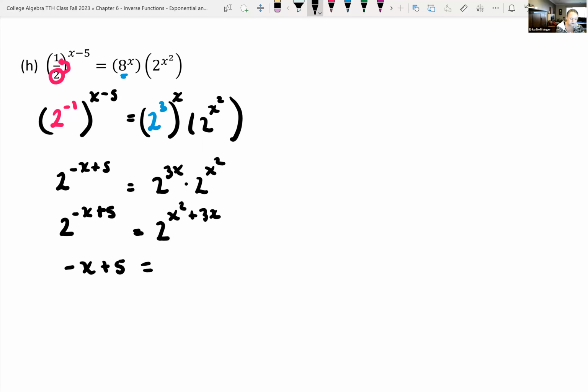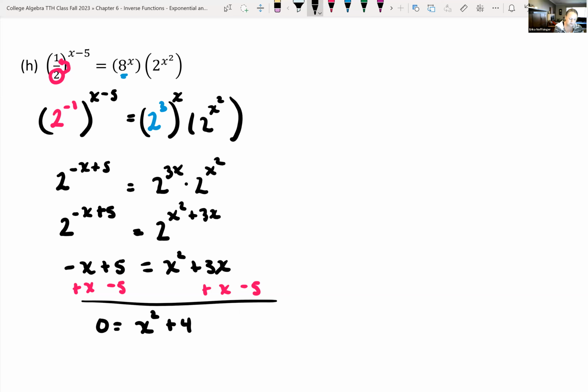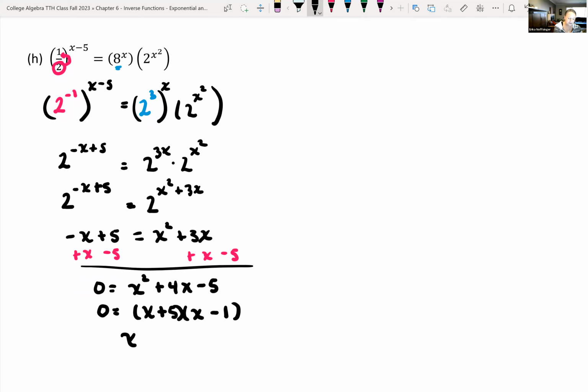So we have -x plus 5 equals x squared plus 3x. This is a quadratic equation, so we want to set this equal to 0. So let's add x to both sides, and let's subtract 5 on both sides. So doing so, we get 0 is equal to x squared, 3x plus x gives us plus 4x, and then the minus 5. So there are 2 numbers that multiply to give us -5 and would add to give us a +4. And that would be +5 and -1. So that factors as x plus 5 all times x minus 1. Setting each factor equal to 0, x plus 5 is 0 and x is -5, and x minus 1 is 0 and x is 1.